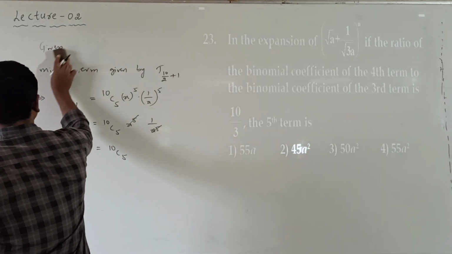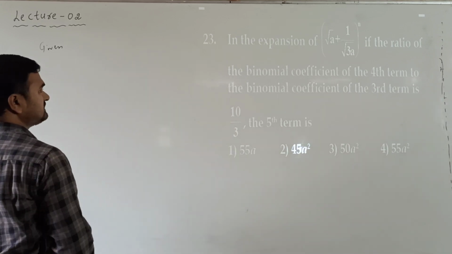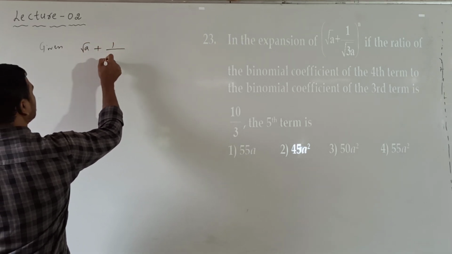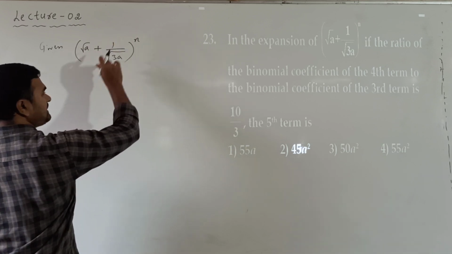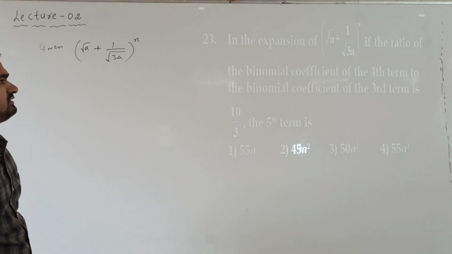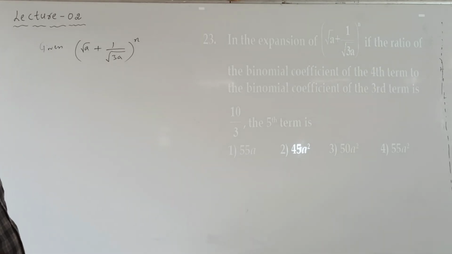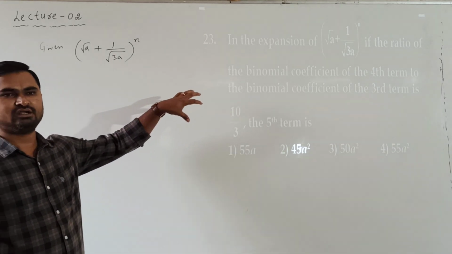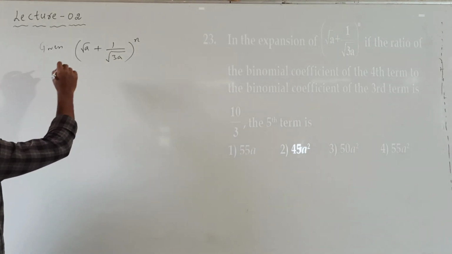So in the binomial expansion given, the expansion is (√a + 1/√(3a))^n. We don't know n here. What they have given is the ratio of the binomial coefficient of the fourth term to the binomial coefficient of the third term. So for the third term and fourth term, we need only the binomial coefficients.